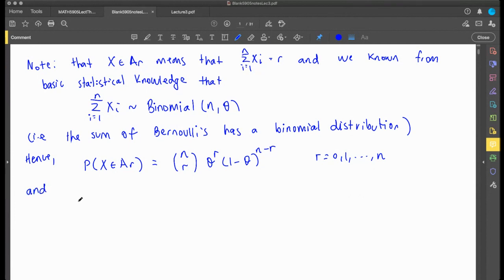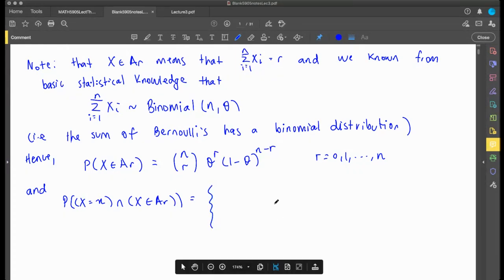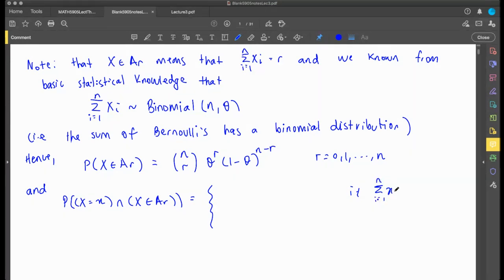Now we can go back to my conditional probability. The probability that X takes the value x, and that's a vector of values, and we know that x belongs to the particular set of my partition. So this is in the numerator, essentially. Now I'm going to break this up into two cases. If the sum from i equals 1 to n of x_i does not equal r, then this probability has to be 0. Why? Well, x doesn't belong to A_r because the sum of the x_i's does not equal r, so this event can't happen. And the probability of an event that can't happen must be 0.